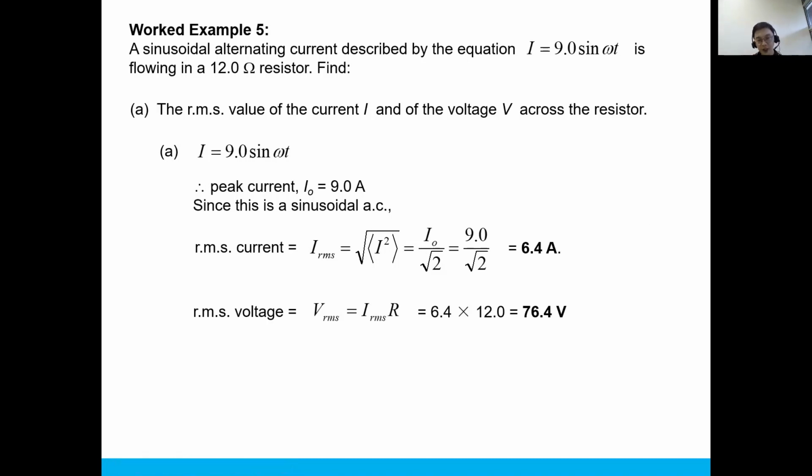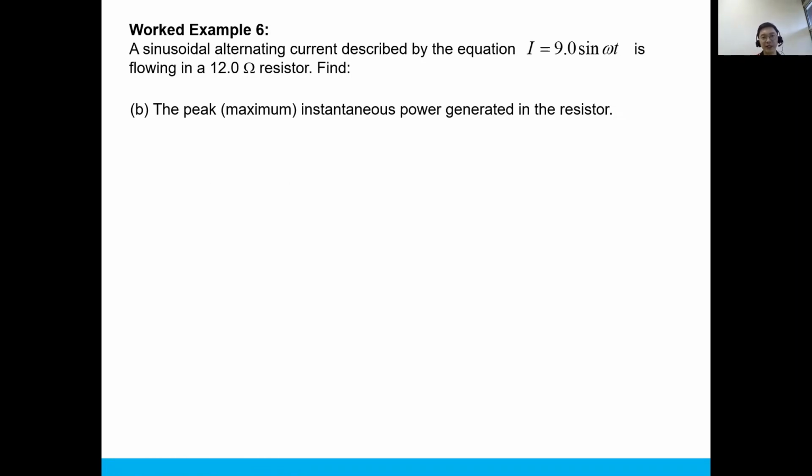Root mean square voltage, again you use V equals IR, that's a little bit easier. Since the resistance is 12 and the current is 6.4, the root mean square voltage is 76.4 volts. Okay. Part B. Find the maximum power generated. Maximum power generated is I naught squared R. So you sub in the values, 9 squared times the resistance 12, you get 972 watts.